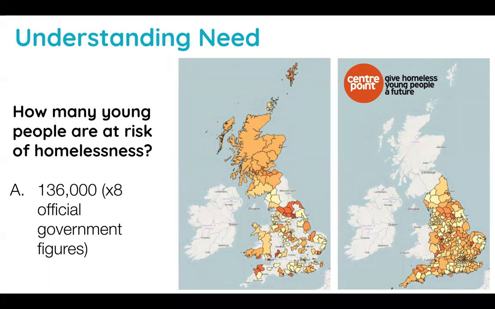And based on their predictions, they had 136,000 youngsters who might be at risk of homelessness, which is 8 times the official government figure, which was really interesting work they did with Centrepoint. And Centrepoint, I think, was really happy with that.